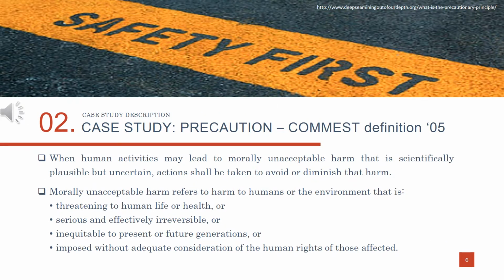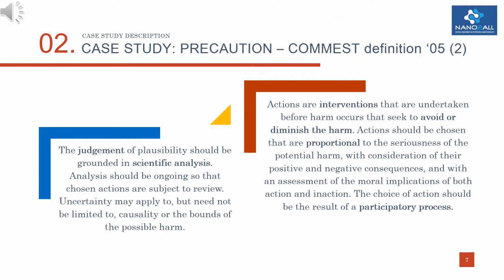COMEST proposed its own definition in 2005. When human activities may lead to morally unacceptable harm that is scientifically plausible but uncertain, actions shall be taken to avoid or diminish that harm. Morally unacceptable harm refers to harm to humans or the environment that is threatening to human life or health, or serious and effectively irreversible, or inequitable to present or future generations, or imposed without adequate consideration of the human rights of those affected. The judgment of plausibility should be grounded on scientific analysis. Analysis should be ongoing so that chosen actions are subject to review.